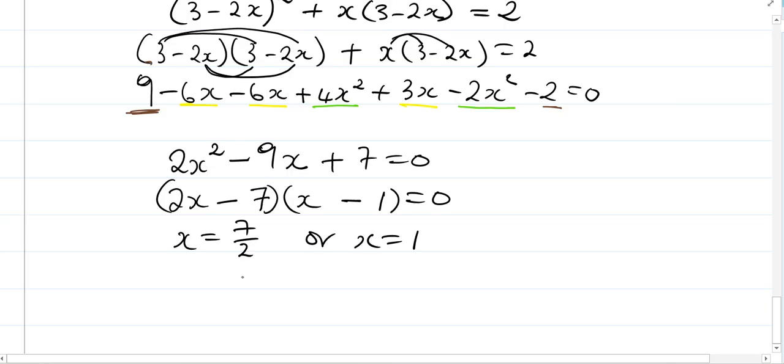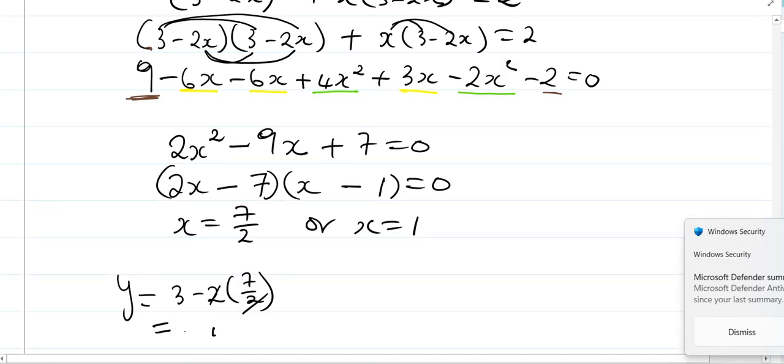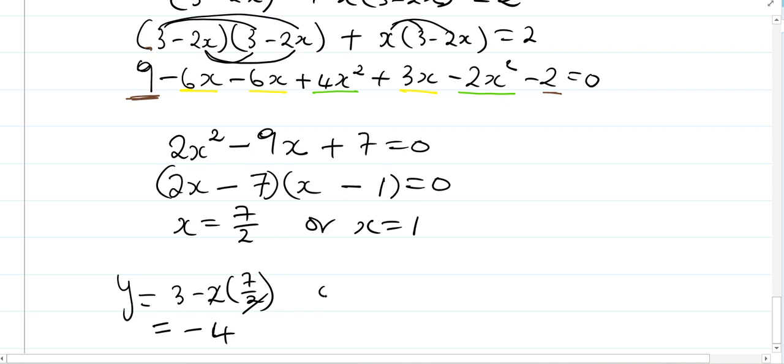But the question had said we must solve for x and y simultaneously. So we know that when x is equal to 7 over 2, y will be equal to 3 minus 2x. In this case, x is that. This one and this one cancel each other out. I'm left with 3 minus 7, which is negative 4. Or y is equal to 3 minus 2 into 1. This gives me 1.